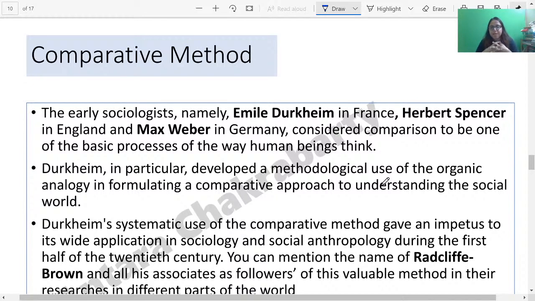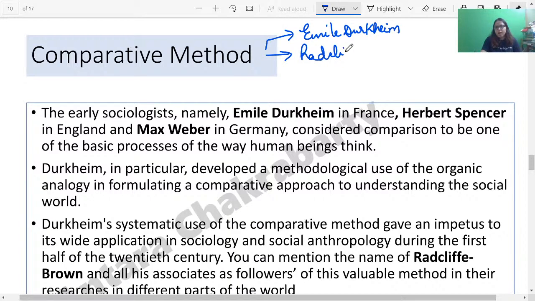Comparative method is very, very important because in this we try to see certain important points. Let us try to tell you how. Comparative method देखते ही आपके पास दो चार नाम स्ट्राइक करना चाहिए. सबसे पहला is Emile Durkheim. दूसरा is Radcliffe Brown. And तीसरा is that of Max Weber. All these thinkers have understood society through comparative method.